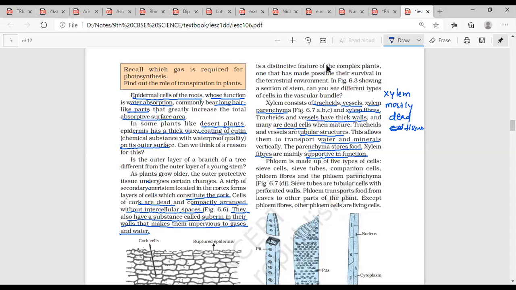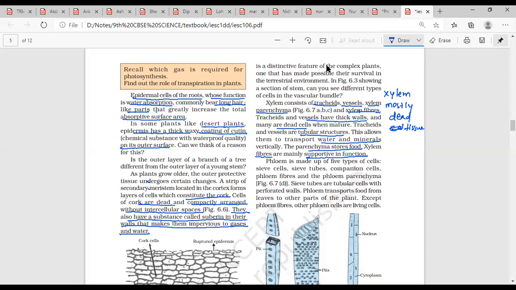Ma'am, can you please repeat which part of the xylem is alive? Only parenchyma. All others are dead. So these are the differentiating points between xylem and phloem you need to know. Next we will learn phloem, and after that we'll write the differentiating points between xylem and phloem, which is a 3-mark question.